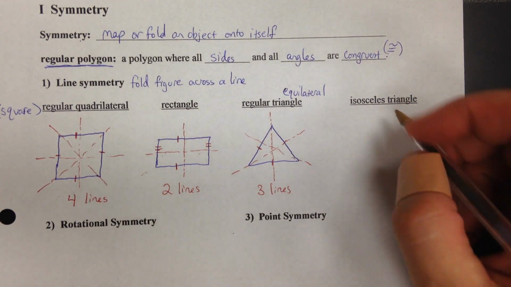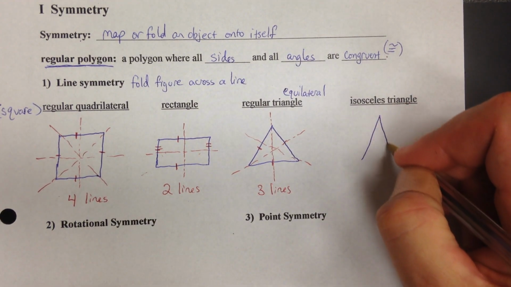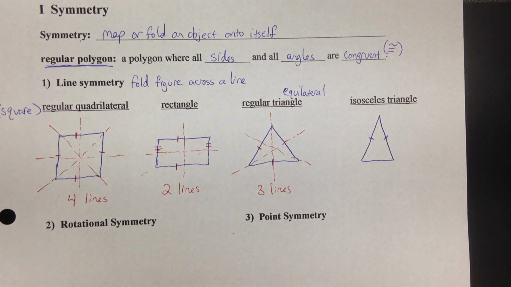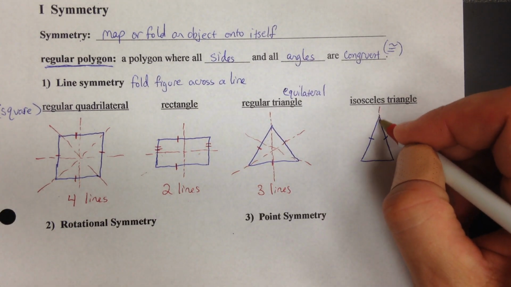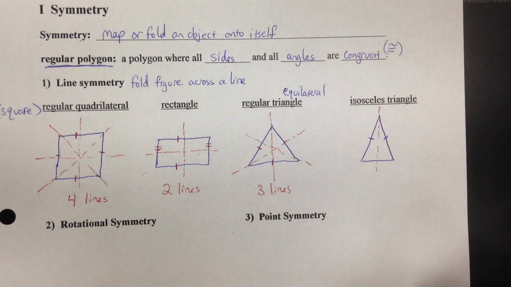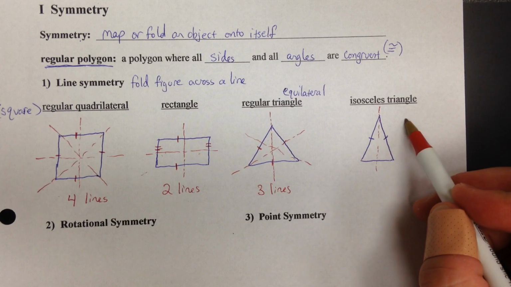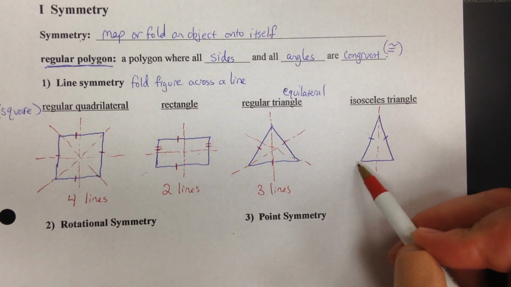Now how about an isosceles triangle, which means that 2 sides are congruent, at least 2 sides, so like those and those, that and that. I could certainly divide that vertically, but it's not going to work if I try to do it from either of these points here.